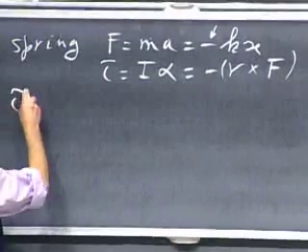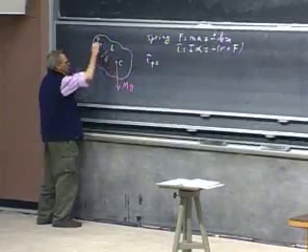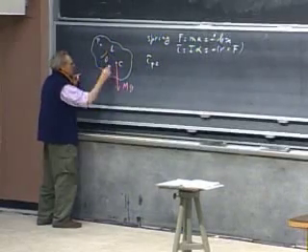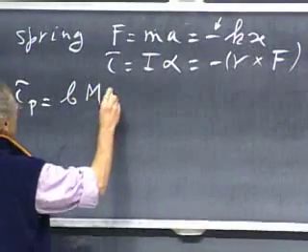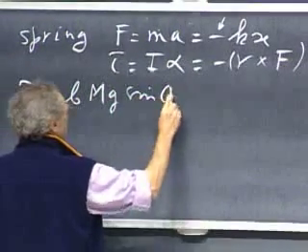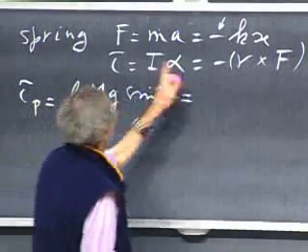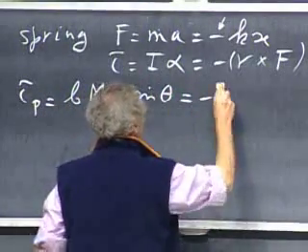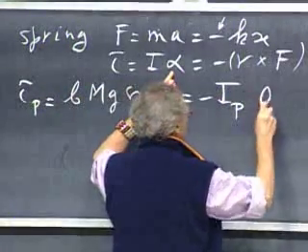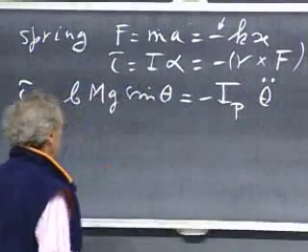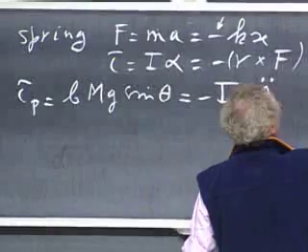So if I take the torque relative to point P, then I have the position vector which has magnitude b, the force is mg, and I have to multiply by the sine of theta. So I have b times mg times the sine of theta, and that now equals minus the moment of inertia about point P times alpha, and alpha is the angular acceleration, which is theta double dot.